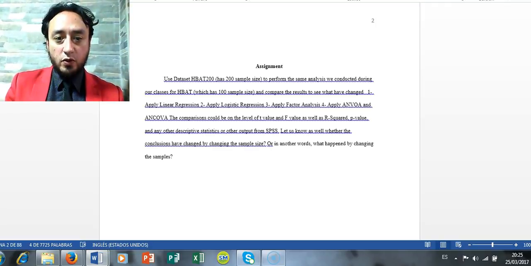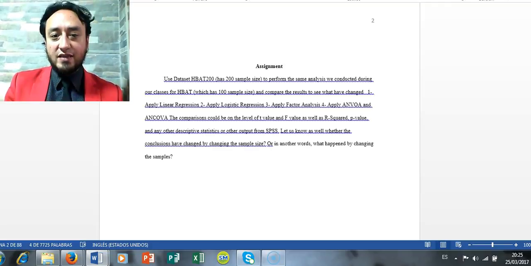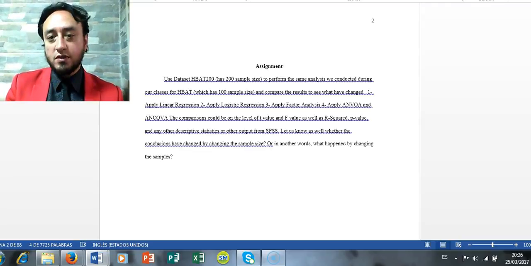The comparisons could be on the level of t-value and f-value, as well as R-squared, p-value, and any other descriptive statistics or other output from SPSS. Let us know as well whether the conclusions have changed by changing the sample size, or in other words, what happened by changing the samples. Okay.